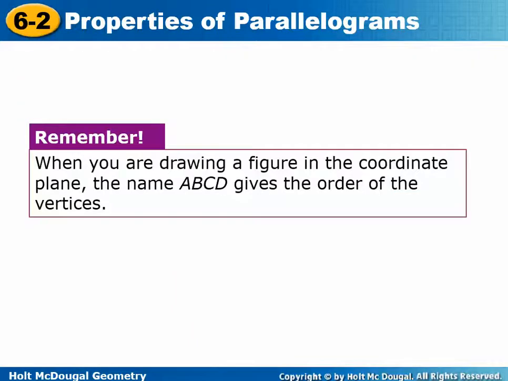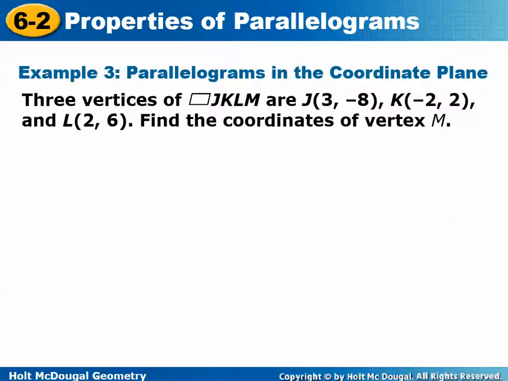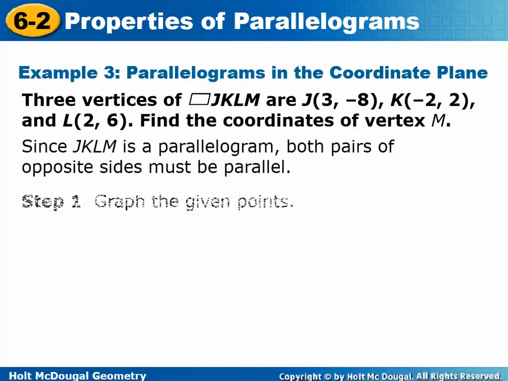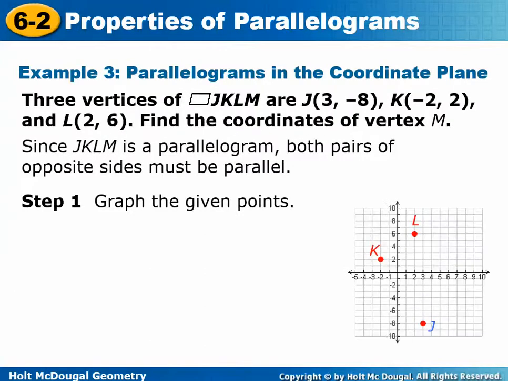All right, when you are drawing a figure in the coordinate plane, the name ABCD gives the order of the vertices. All right, so we have 3 vertices of parallelogram JKLM. Do they draw a picture of this? Yes, they do. Good. Okay, so they graphed J down here and then K. So J and K have to be connected to each other because they're in order. And then K will be connected to L. And we don't know where M is.